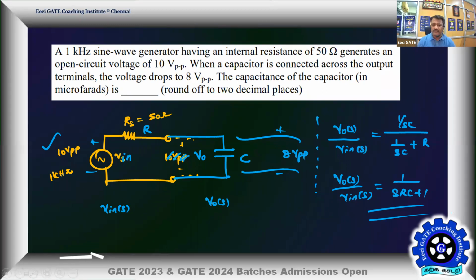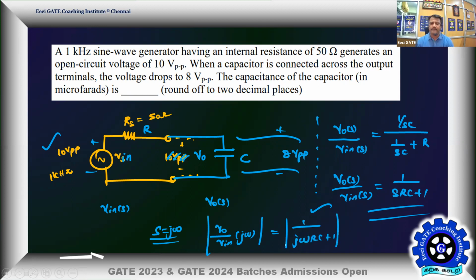So the point is this. The output voltage magnitude is 8 volt and the input voltage magnitude peak to peak is 10. So we can play with the transfer function straight away. Let us set s equal to j omega, and then we'll focus on the magnitude of V0 by Vin of j omega, since we know the magnitude of V0 and the magnitude of Vin. So it is 1 by (j omega RC plus 1). We will take this magnitude.